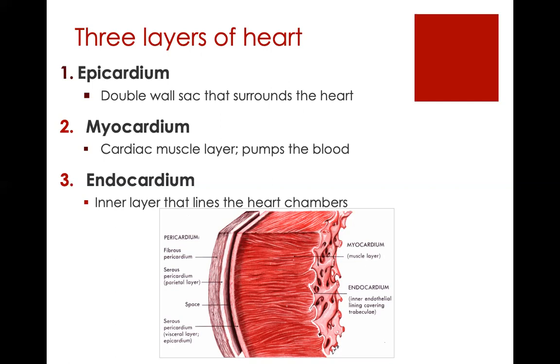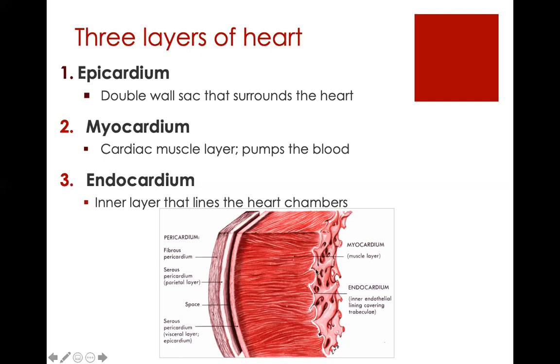So the 3 layers of the heart are endocardium, myocardium, and epicardium. Now break down the words for yourself again. Endo means inside, myo means muscle, epi means on top of. The word cardium implies associated with your heart.